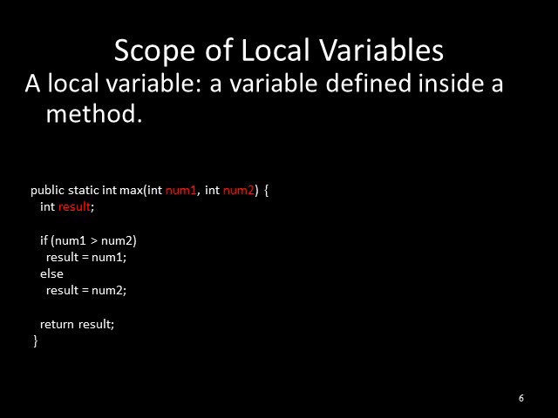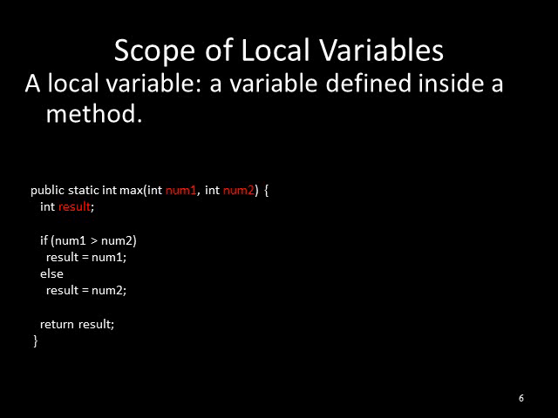Scope is that part of a program where a variable can be referenced. The scope of a local variable starts from its declaration and continues to the end of the block that contains the variable. A local variable must be declared before it can be used. In the example of the max method, num1 and num2 and result are local variables and are only known to the method max. Since these are local variables, they cannot be accessed anywhere else except inside the method.